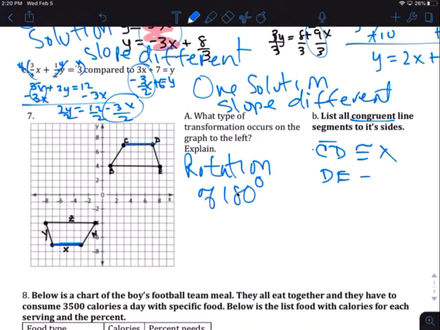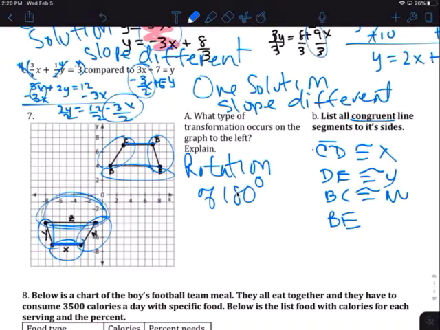And here we finished, most classes we finished, and most kids know how to do this. DE is congruent to, this is congruent to Y. BC is congruent to, this is congruent to W or N, not sure. And then our last side, BE at the bottom here, is congruent to this letter Z right there.